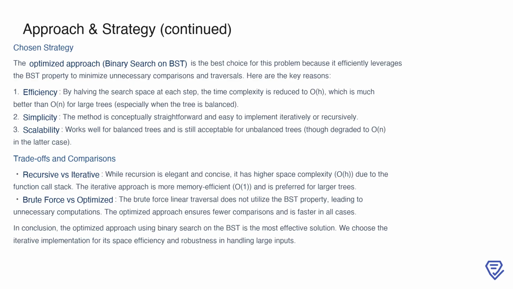One key advantage of this method is its efficiency. At each step, the search space is halved, leading to a time complexity of O(h). This is a significant improvement over the O(n) complexity of the brute force method, especially for large and balanced trees. Additionally, the approach is conceptually simple and easy to implement, supporting both recursive and iterative solutions. When comparing the two, the iterative implementation is often preferred due to its constant space complexity, which makes it more suitable for handling larger trees. In contrast, recursion, while elegant, incurs additional space overhead due to the function call stack.